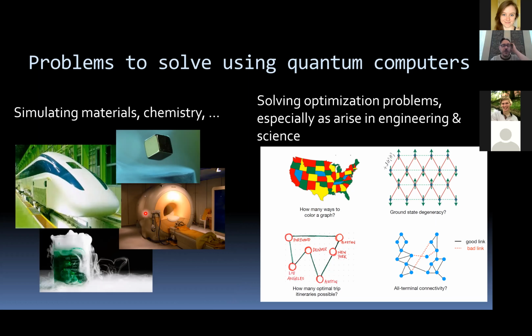Also in chemistry, I'm not a chemist, so the best picture I have to illustrate chemistry is whatever this green bubbling thing is. So this is supposed to represent some chemical reactions that we'd like to understand.